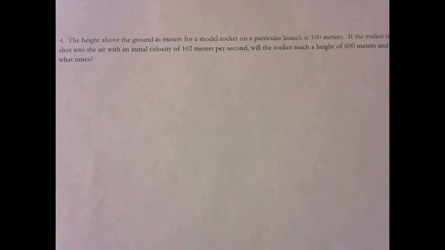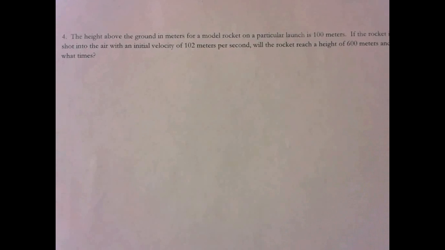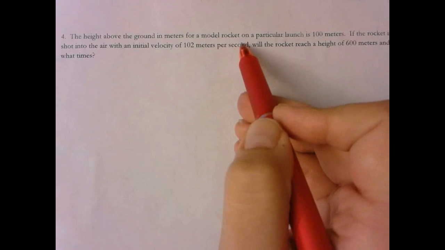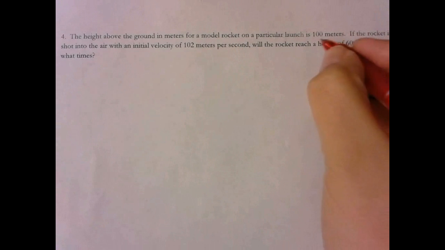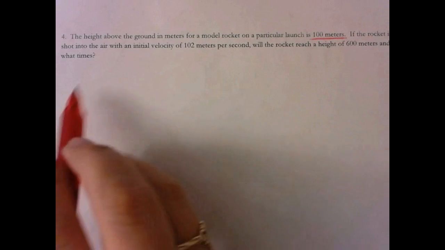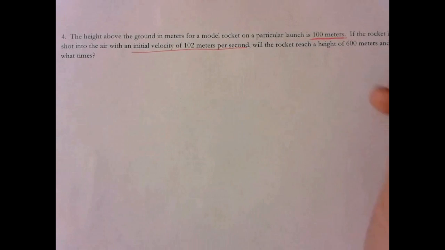This last one is really complicated, so I know this video is getting long, and I really appreciate y'all following along because it is tough, but I know you can do it. Okay, we have a model rocket, and it starts at 100 meters. Notice that's important. Shot in the air with an initial velocity of 102 meters per second, and we want to know, will it reach a height of 600 meters, and if so, when?